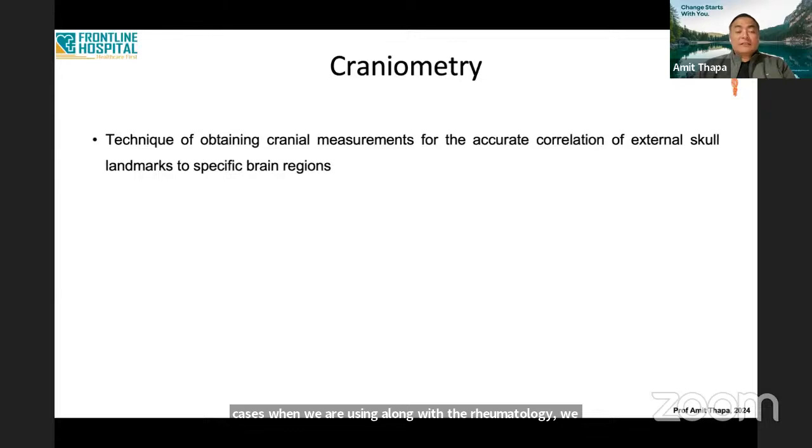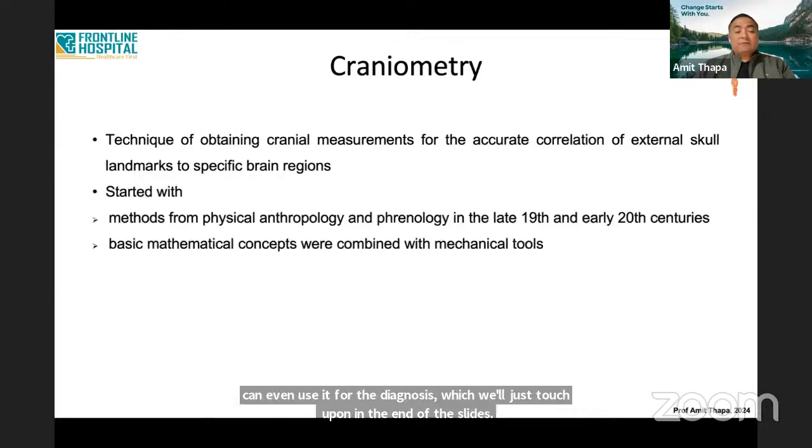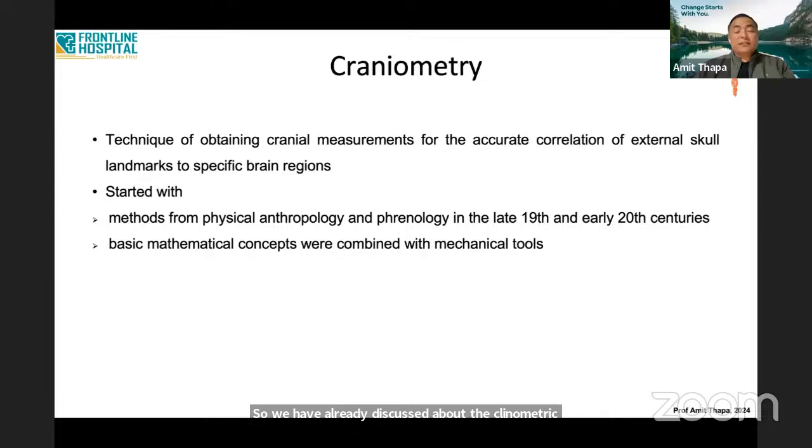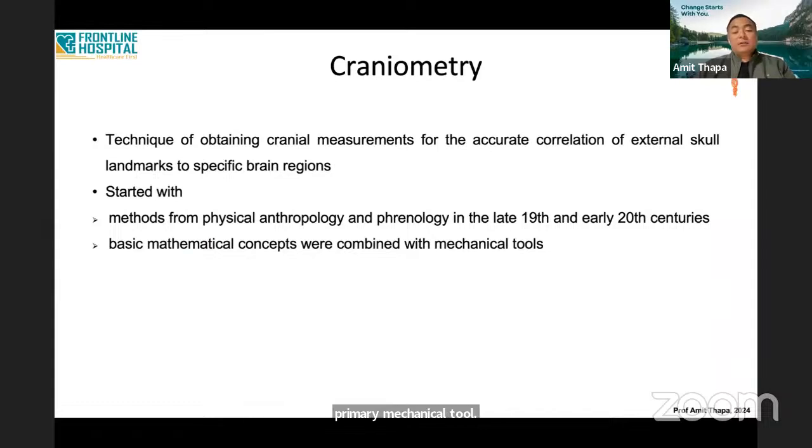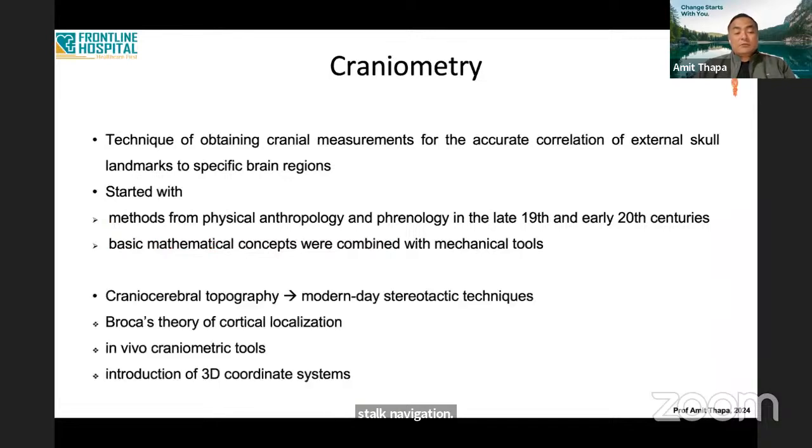We have already discussed craniometry, but it started with the methods of physical anthropology and craniology in the late 19th and early 20th century, where the earlier scientists merged with mathematical concepts to make certain primary mechanical tools to navigate to the lesion of interest. Slowly it started with the topography devised by Broca's theory of cortical localization, and later moved towards the modern day stereotactic techniques. So it has seen transitions over the period.